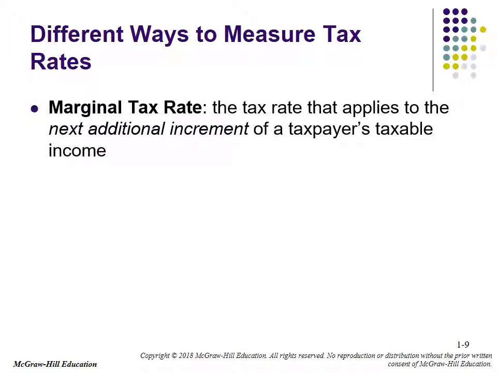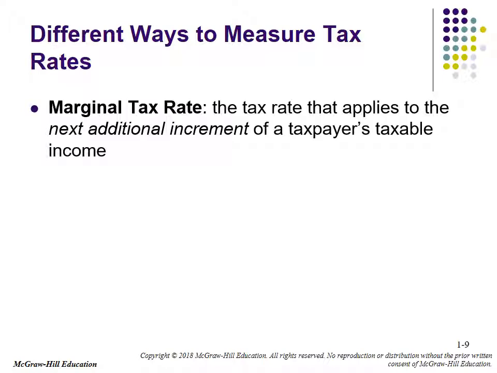Now, there's different types of tax rates. What I gave you was what we call a flat tax of 6%. There's what we call marginal tax rate, the tax rate that applies to the next additional increment of a taxpayer's income. So when we start talking about income tax, which is a tax on what you make, your income, which is what the federal government taxes individuals on. That's why we call it an income tax.